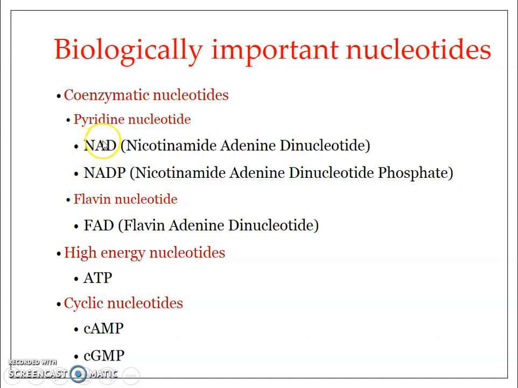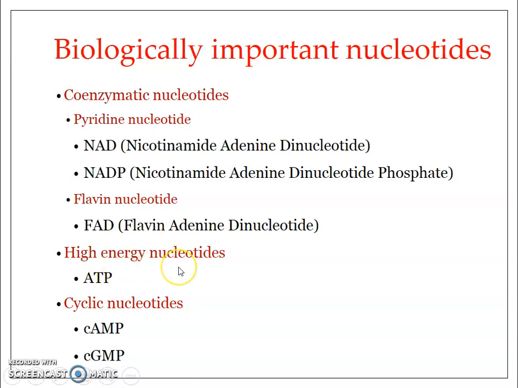The major pyridine nucleotides are NAD, the nicotinamide adenine dinucleotide, and NADP, the nicotinamide adenine dinucleotide phosphate. While the flavin nucleotides include FAD and FMN, where FAD is flavin adenine dinucleotide and FMN is flavin mononucleotide. Those are the two flavin nucleotides, which are coenzymatic nucleotides important in biological systems.